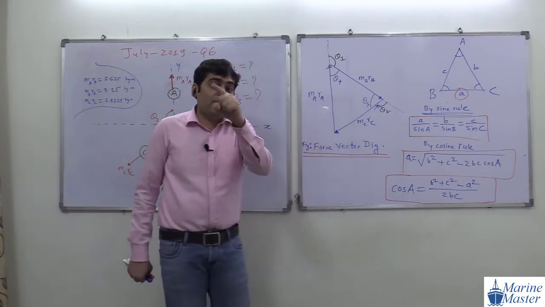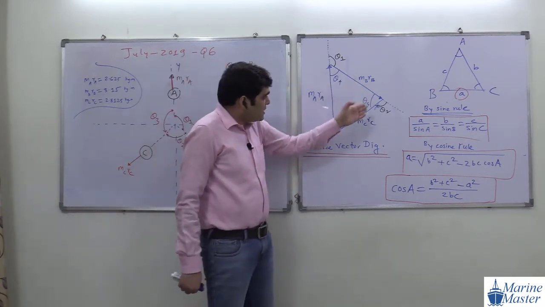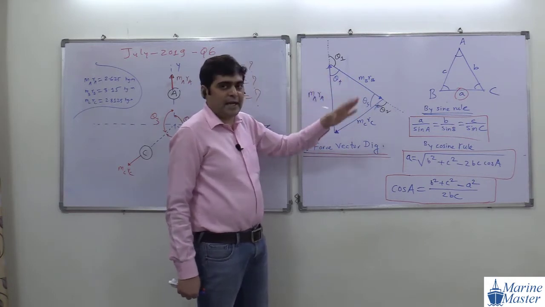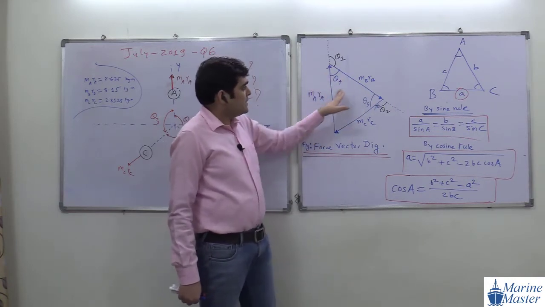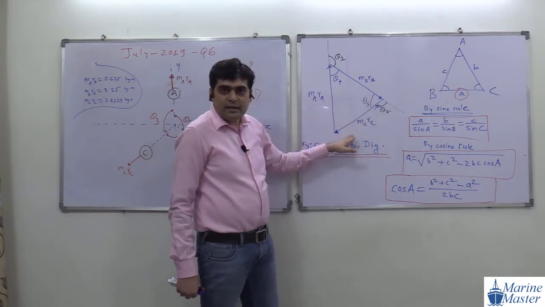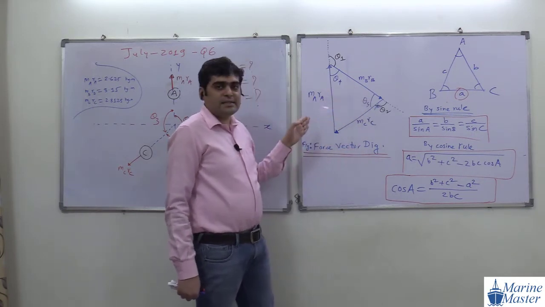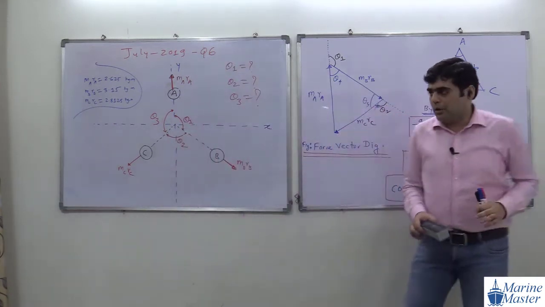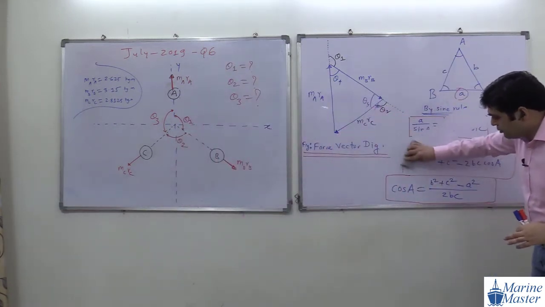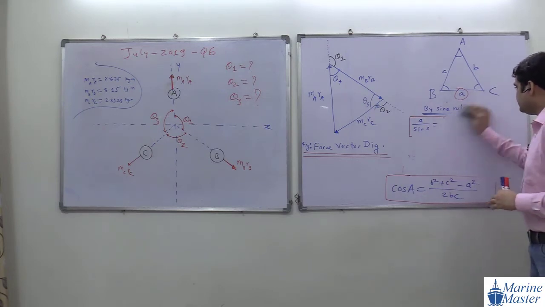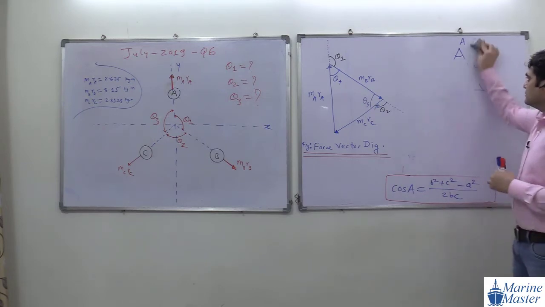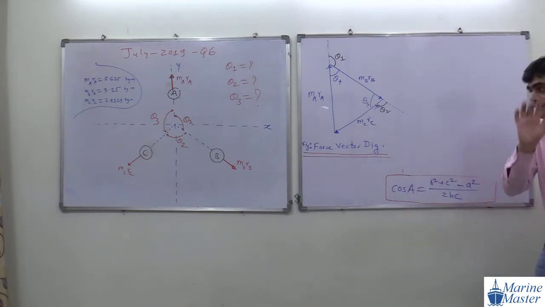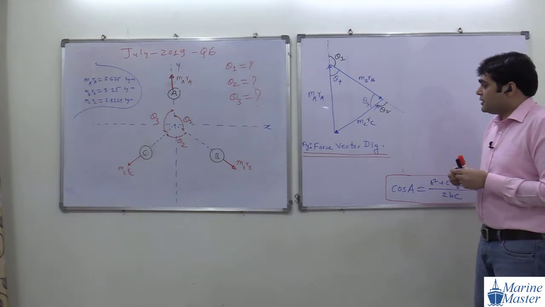Why can we use the third one? Because here we have this triangle, which is the force vector diagram. It is basically a triangle only. We have side A, side B and side C, and we want to find these angles. So how to use this formula? This formula we are going to use.